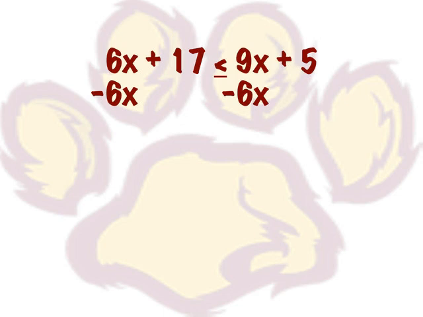So again, as usual, you move the variable by doing the opposite. We had a positive 6x, so we subtract 6x. Once you do that, you have 17 is less than or equal to 3x plus 5. Now to get your numeric answer, to get the 4, you have to keep going to solve this. You'd have to subtract 5, and then you'd have to divide by 3. However, to know which way the inequality sign is facing, this is as far as you need to go.